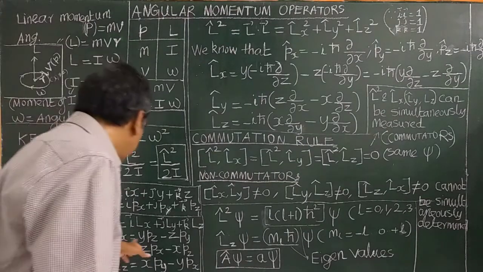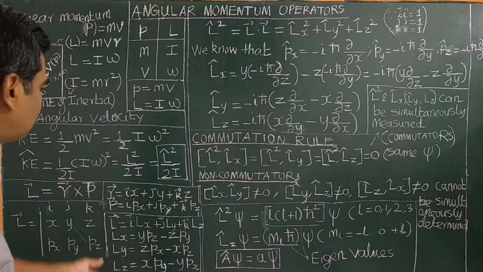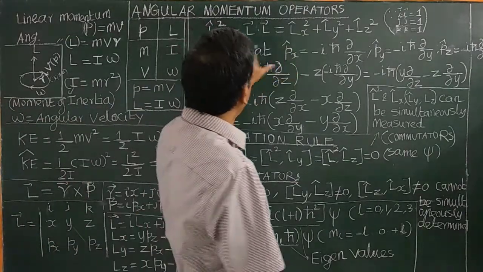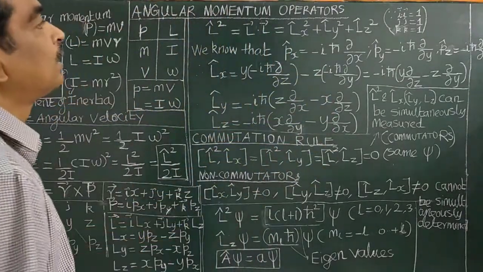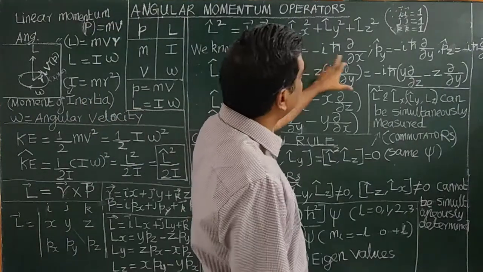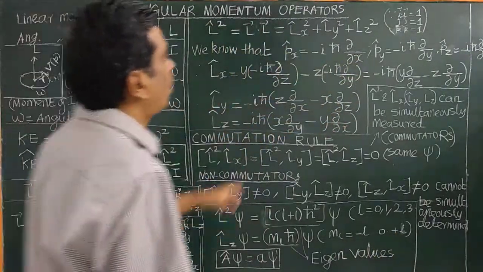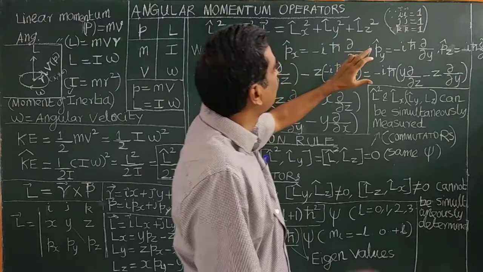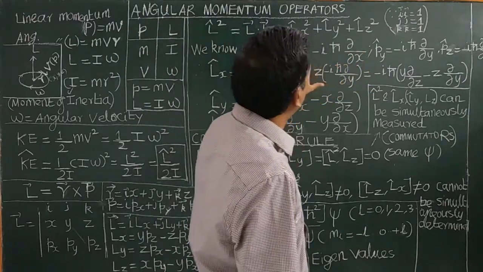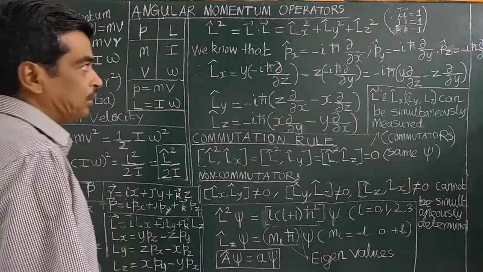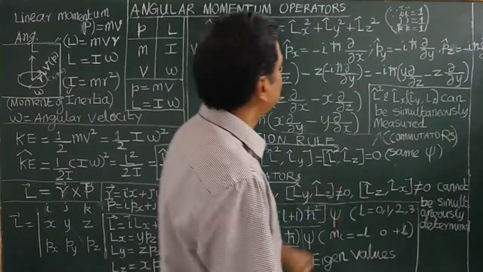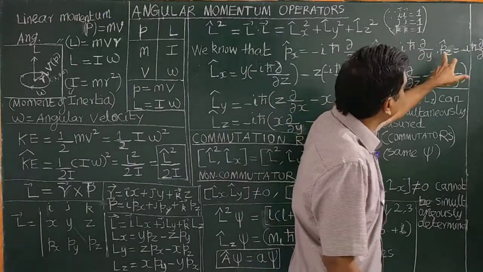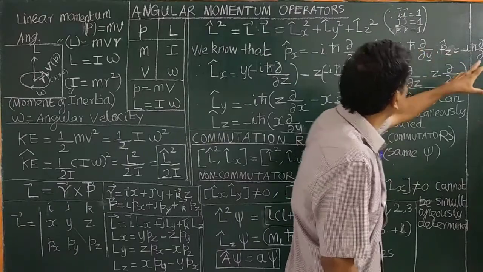The operators for angular momentum along the x-axis, y-axis and z-axis, Lx cap and so on. We know from the previous operator class, please see the operator video, that p x cap equals minus i h bar del by del x, where h bar is h by 2 pi. Del by del x is the partial derivative, differentiation with respect to x. p y cap equals minus i h bar del by del y. Similarly, p z cap equals minus i h bar del by del z.